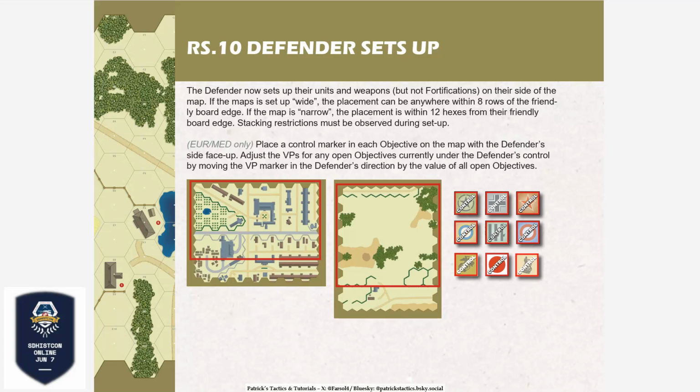So now everything's kind of known at this point, except where are you? The defender gets to set up all their stuff, not their fortifications, just their units and weapons. Placement is based on the map orientation, so wide or narrow is going to tell you how deep into the field you get to set up. At this point for the Europe and Med, you also place the control markers. For Pacific, there's a couple of other steps that need to get done before those actually get marked and paid for. No matter the map orientation, it's possible to set up, ready to rumble, pretty much adjacent to the enemy's setup area.